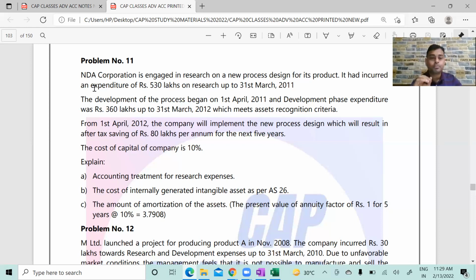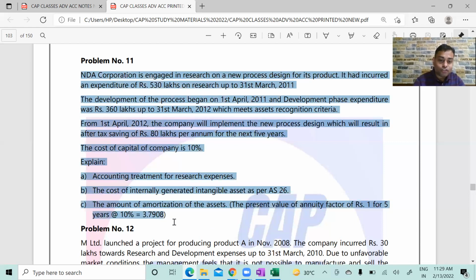Now imagine this question is not given in ICAI study material. But don't you think they will ask this kind of question in the exam? Yes, sir. They will ask this in the exam. After that, they will include it in the ICAI study material. Cheating, no?